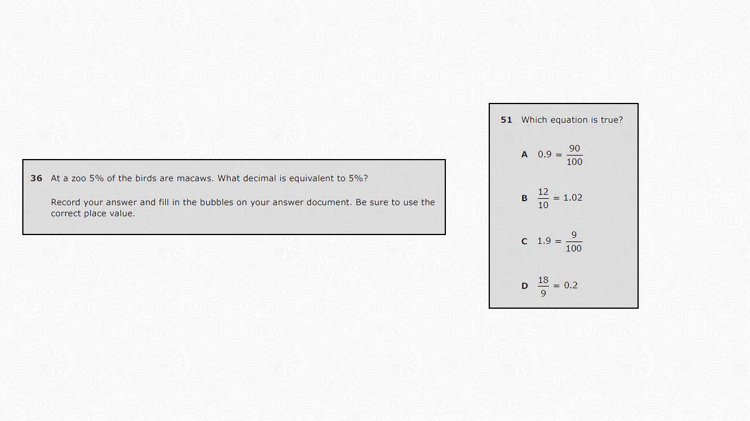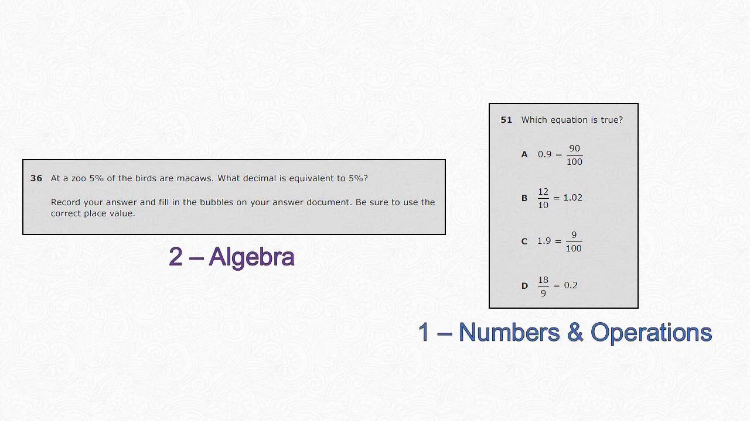In 6th grade, the concepts of converting between decimal, percent, and fractions are all taught in one unit. So are these two problems in the same category since they require very similar skills? Well, number 36 is called algebra, and number 51 is called numbers and operations. This also blurs the lines and makes it difficult to tell exactly how much algebra is present on each exam.